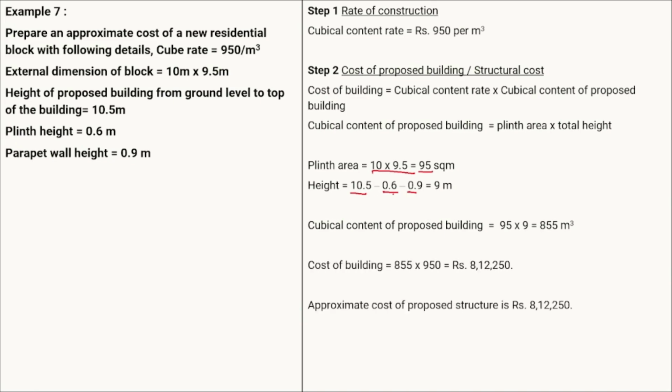From that we can calculate the cost of the building. Cost of the building will be equal to the cubical content rate. The cubical content rate is 950, multiplied by the cubical content of the proposed building. For the proposed building it is 855. That will give us the cost of the building as 812,250.